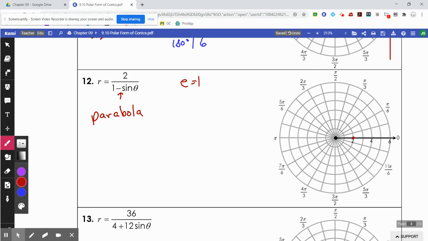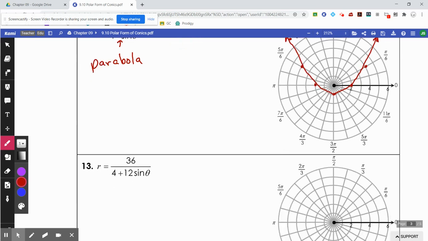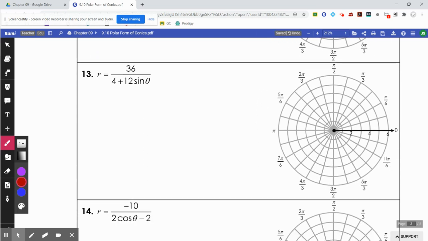And when I do, here's the graph I get. And I've just done a few points there, and you can see the parabolic shape. That is a parabola. That's a poorly drawn parabola there. The next one, we do need to factor the 4 out of the bottom. So we have 36 over 4 parentheses 1 plus 3 sine theta. The 4 and 36 reduce, and there's what we have.